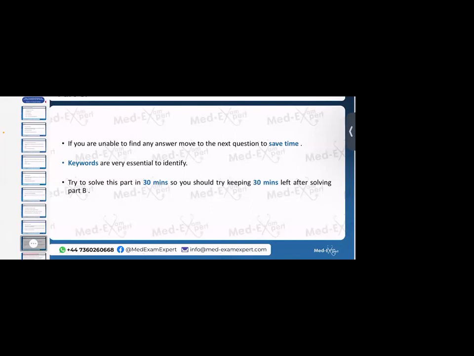So OET reading is all about time management and practice. The more you practice, the more you score. And the other thing is time management. Time management is also learned with the help of practice. Okay.